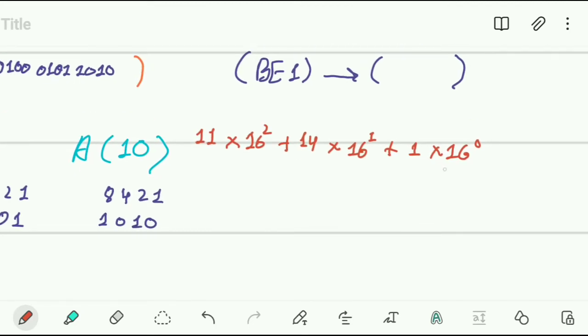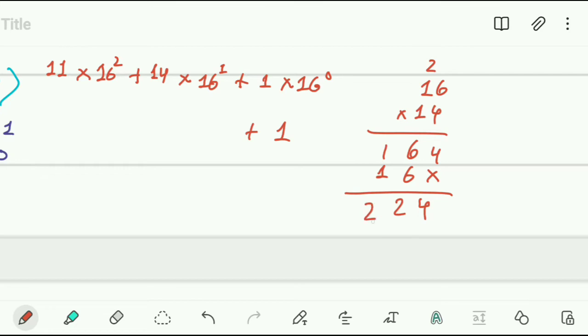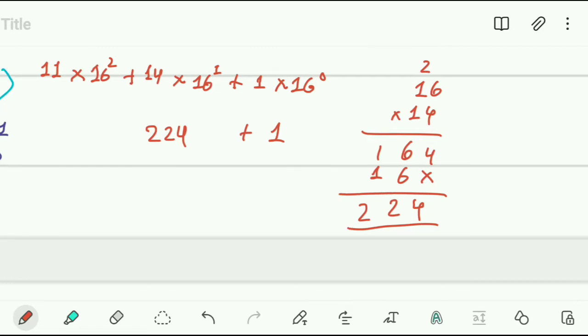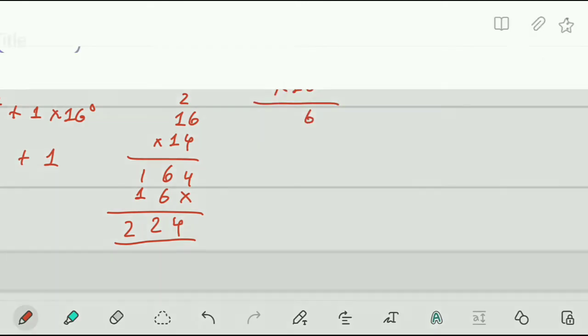Okay, now we're going to do the simplification. 16 to the power 0 is 1, so this is 1. 16 multiplied by 14: 4 times 6 is 24, 4 ones are 4, 5 6... 1 times 6 is 6, 1 one is 1, 4, 12, 224. This is 224. And another thing here is, okay, 16 multiplied by 16. How is 16 multiplied by 16? 6 times 6 is 36.